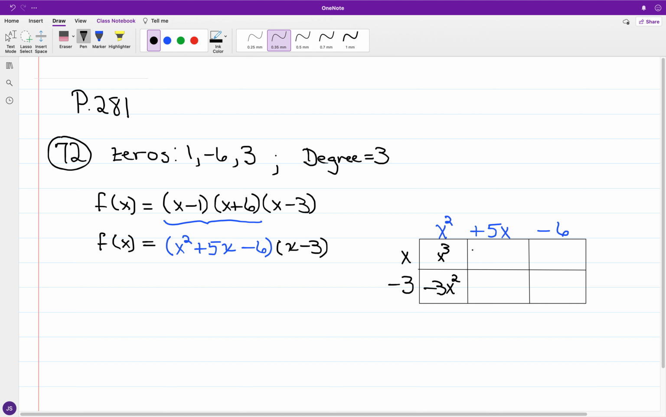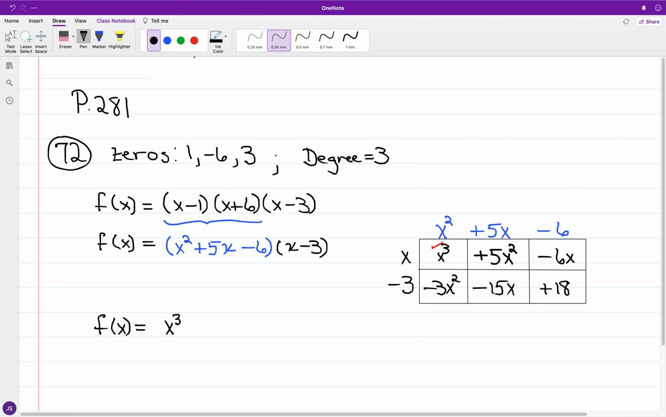Then for the next column, we have x times 5x, so this will be positive 5x squared. In the middle, we have 5x times -3, so this will be -15x. Then completing the last column, we have -6x, and the last part, we have -6 times -3, so this will be a positive 18. And so for f of x, we have x to the third, the only cubic term in the set.